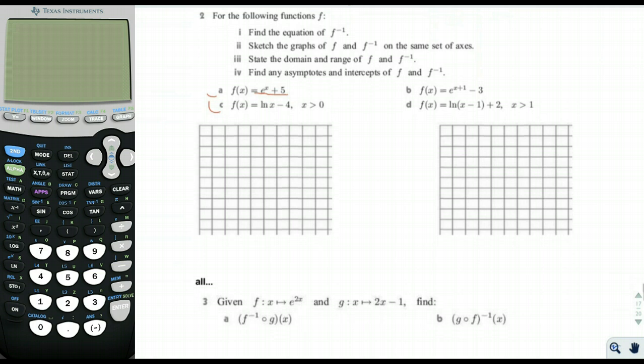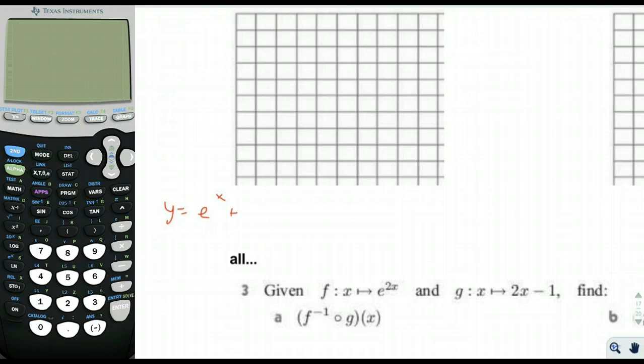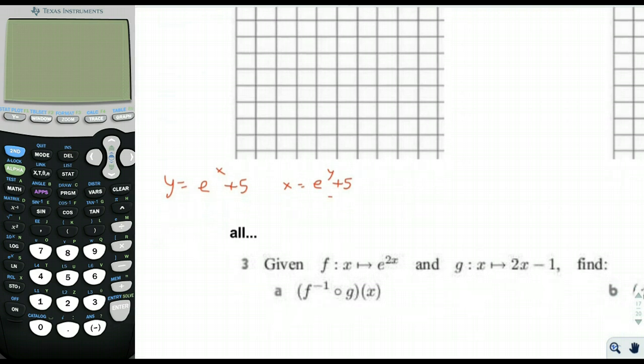So to find the inverse function of this, we're going to use variable interchange. So instead of y equals e to the x plus 5, we're going to exchange y for x and x for y, and then we get this. And then we try to solve for y. First we're going to subtract 5 from both sides. We'll get x minus 5 equals e to the y.